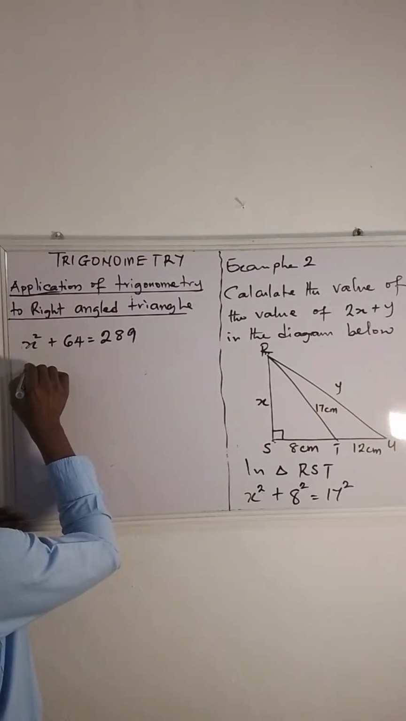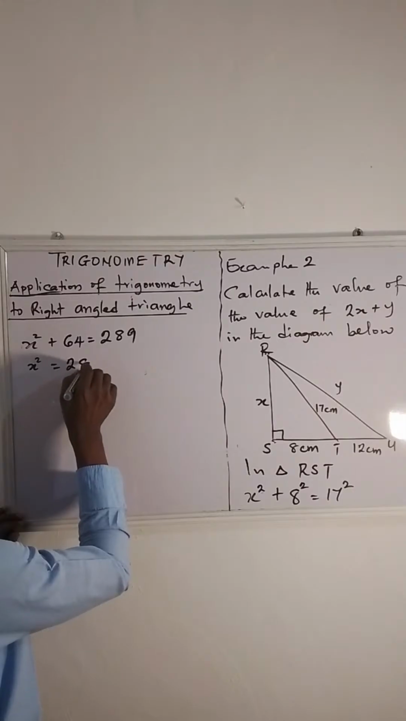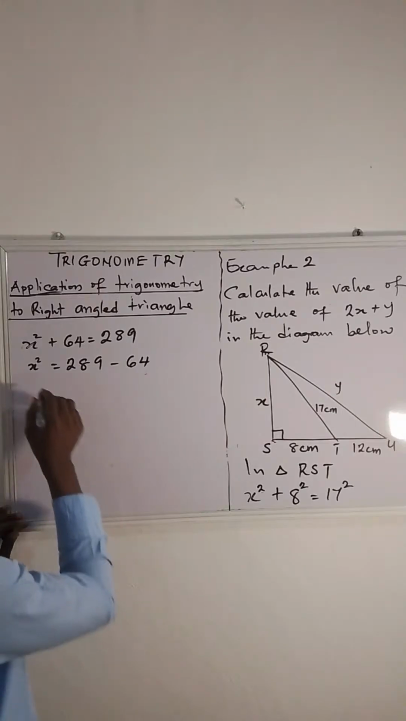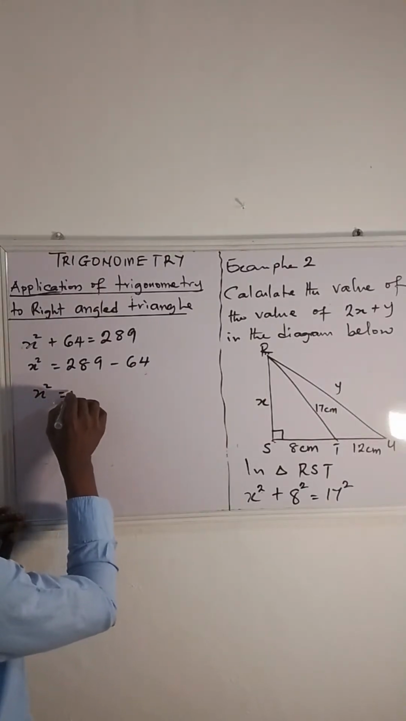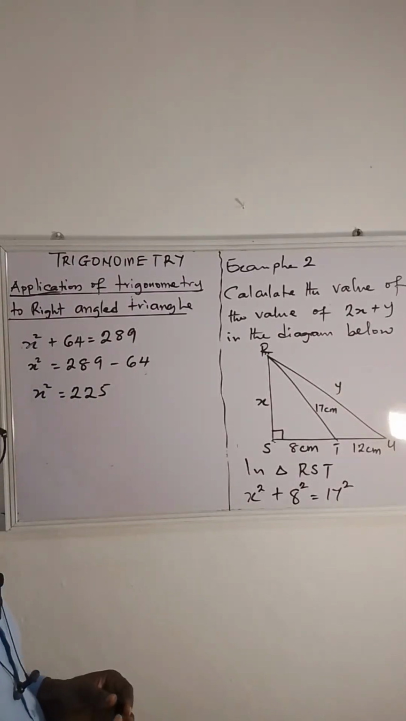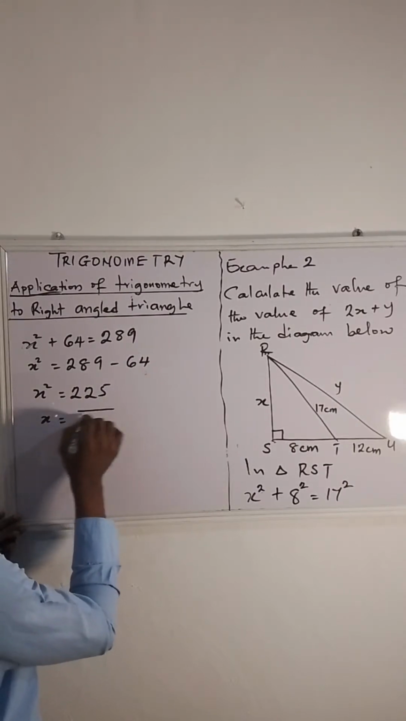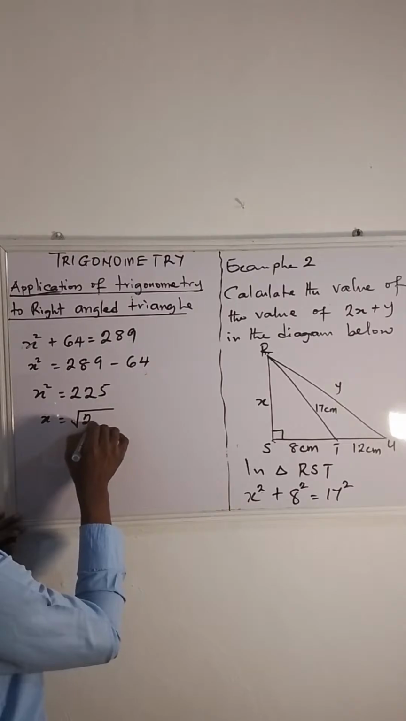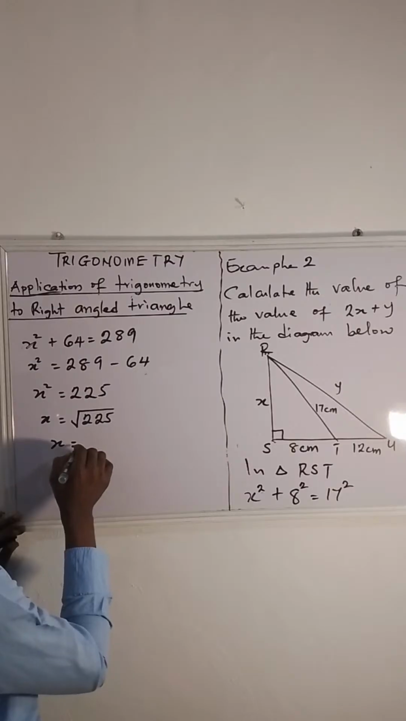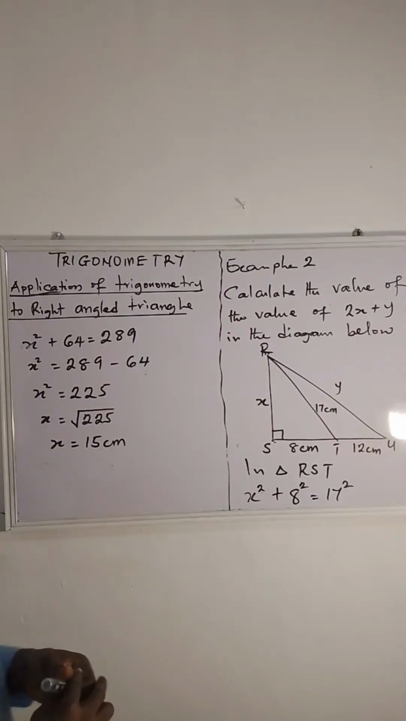So we have x squared equals 289 minus 64. Okay, so we have x squared equals 225. All right, so here now you have x equals the square root of 225. So you take the square root of both sides. So x equals what? That's 15 centimeters. So that's the first part of the equation.